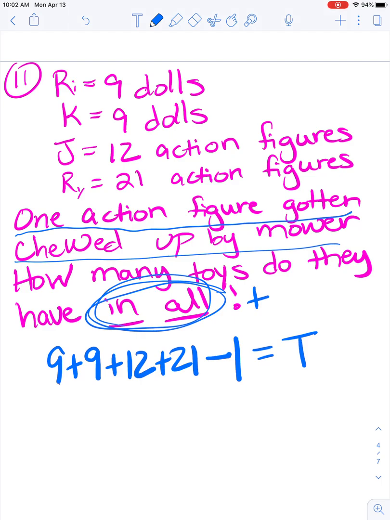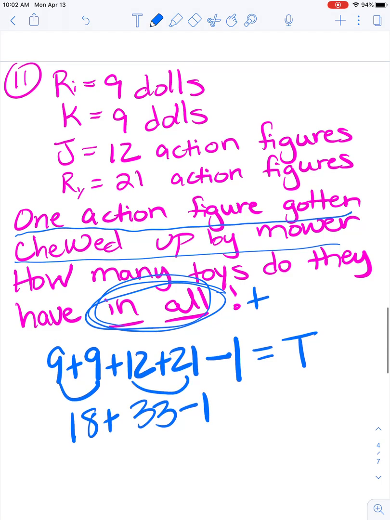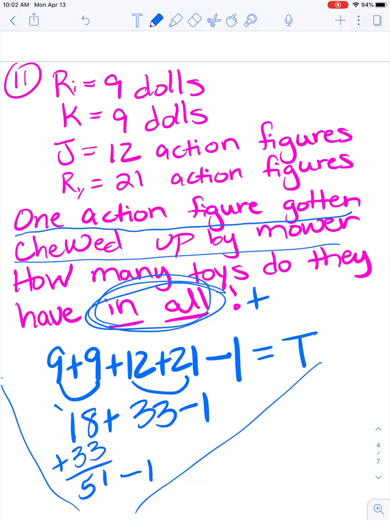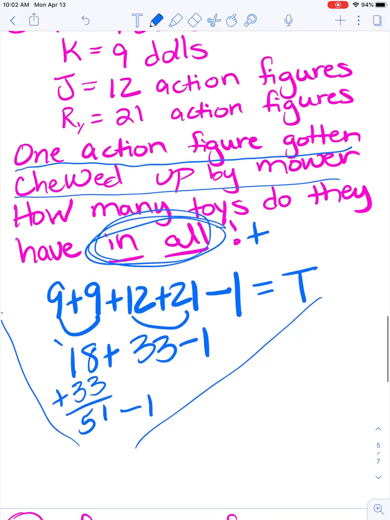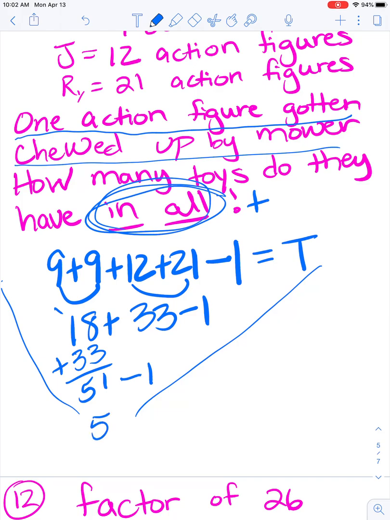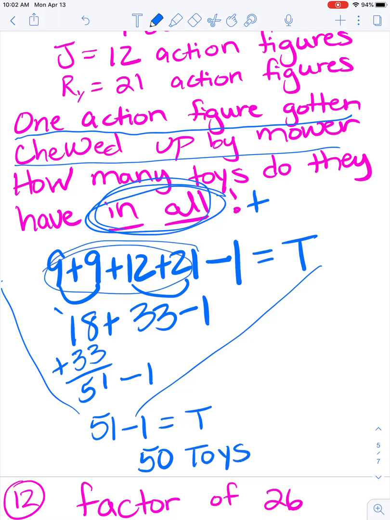So if I do this, I could go 9 plus 9 is 18, and I can do 12 plus 21 is 33 minus 1. So now let's add our 18 plus our 33, 51. We have to bring down, remember how we do that, or we do a V like that, remember? Okay, so we now have our problem: 51 minus 1 equals toys. So we have 50 toys. So again, we add up all the toys, but we have to take one away because one got chewed up. And I just did some simple math here, okay?